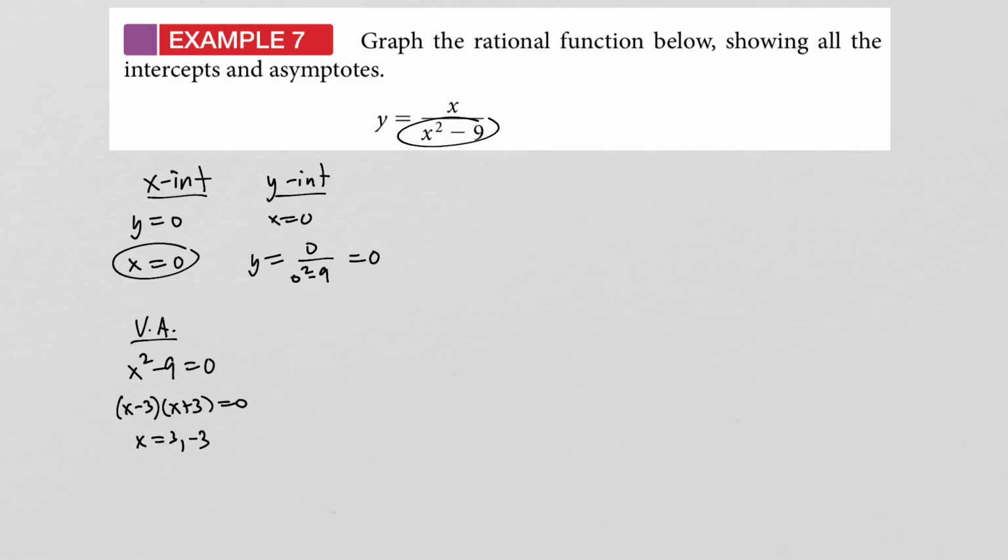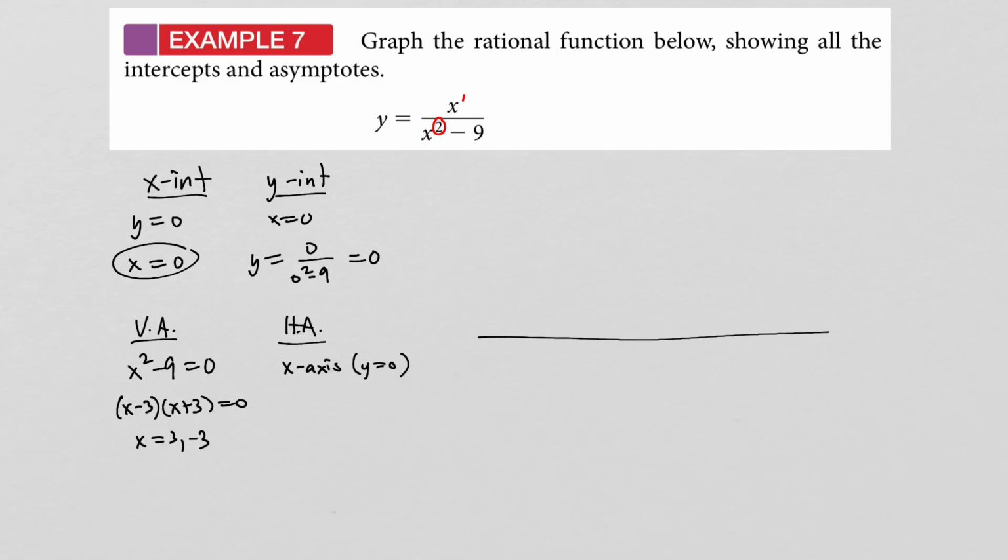negative 3. And for the horizontal asymptote, a little bit different this time, the power in the numerator is 1, the power in the denominator is 2, which is bigger. So in this case, the x-axis, which is y equals 0, is our horizontal asymptote.